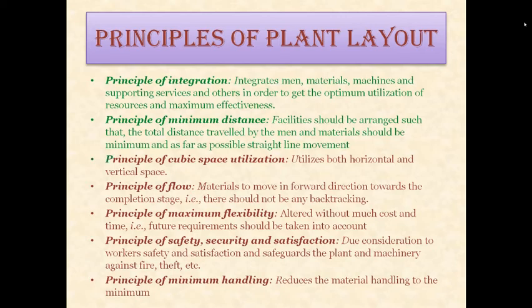The length, breadth, and width are utilized so that there is no wastage in all resources utilized in the shop floor. The material and men mostly move in forward direction to avoid backtracking, which may result in industrial accidents. As far as maximum flexibility is concerned, alteration of the layout must be at the lowest possible cost and in the lowest possible time, depending on future requirements. Industrial accidents must be reduced and working conditions must be improved. That is the principle of safety and security. The material handling reduction is the main aim of principles of a good layout.